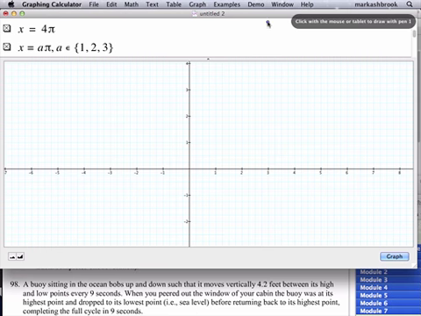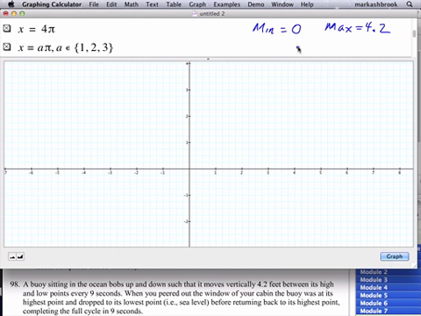So our minimum is 0. And so then if it moves vertically 4.2 feet between its high and low point, then what's our max? I read that as 4.2 also. It's a total distance of 4.2 between its min and max. Okay, so what's the midline? 2.1. And what's the amplitude? Also 2.1. Make sense so far?